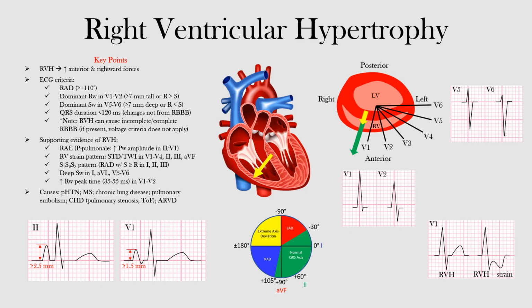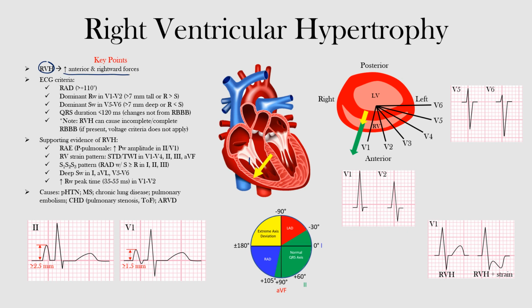When the ventricle hypertrophies, the flow of electricity through the heart changes, and so does the axis. Normally, the electrical axis of the heart lies somewhere between -30 and positive 110 degrees. However, if the right ventricle hypertrophies, there will be greater anterior and rightward electrical forces. So with right ventricular hypertrophy, we have greater anterior and rightward forces.